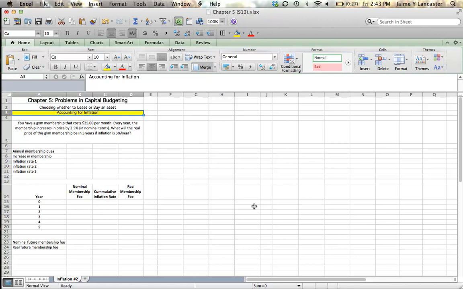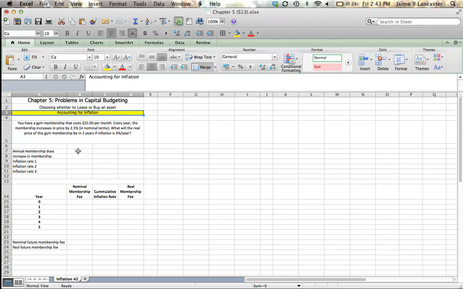We're going to start with a simple example of a gym membership that we have. It costs $25 per month, but every year it goes up by 2.5% in nominal terms. So we want to know what the real price of this gym membership will be in 5 years if the inflation rate is 3% per year.